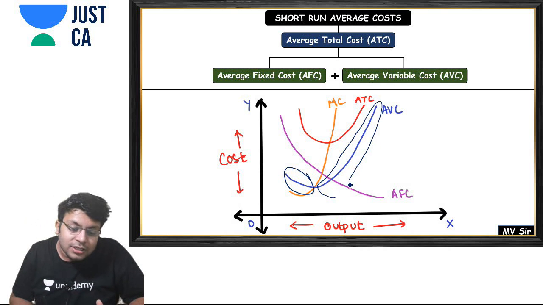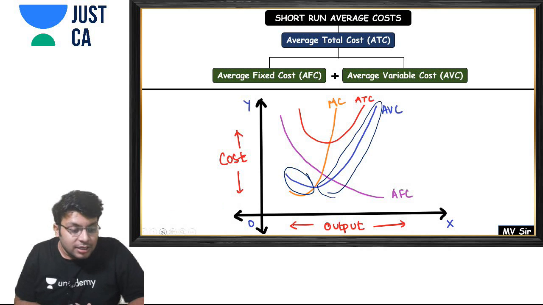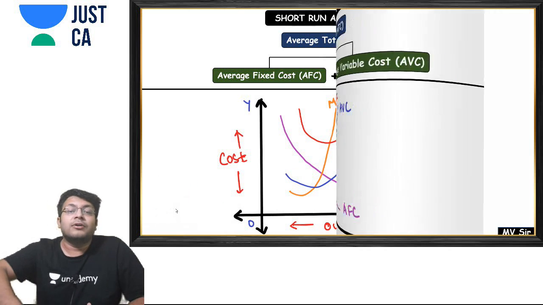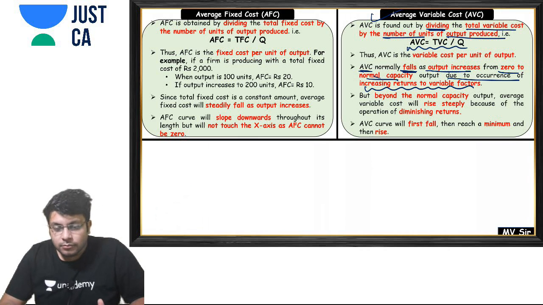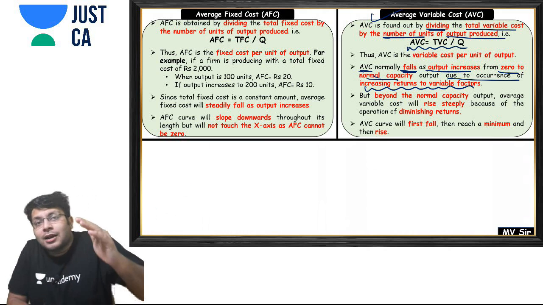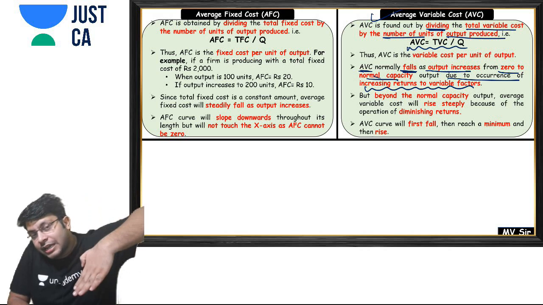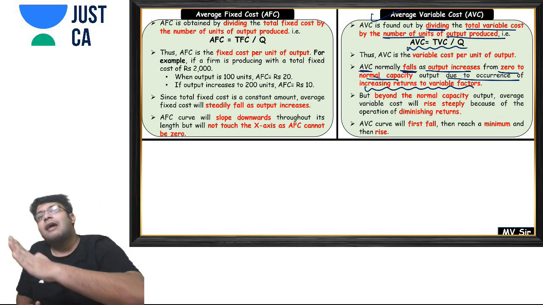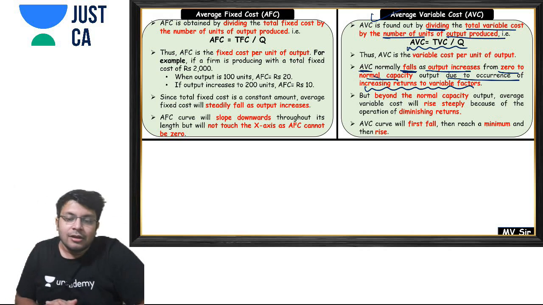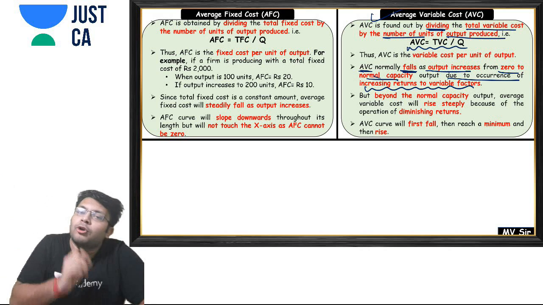Your average variable cost curve starts increasing. This happens because of the law of variable proportion. Up to normal capacity, what is happening? My average variable cost curve will decrease, and beyond normal capacity, my average variable cost curve will start increasing. So at what point do you get normal capacity?